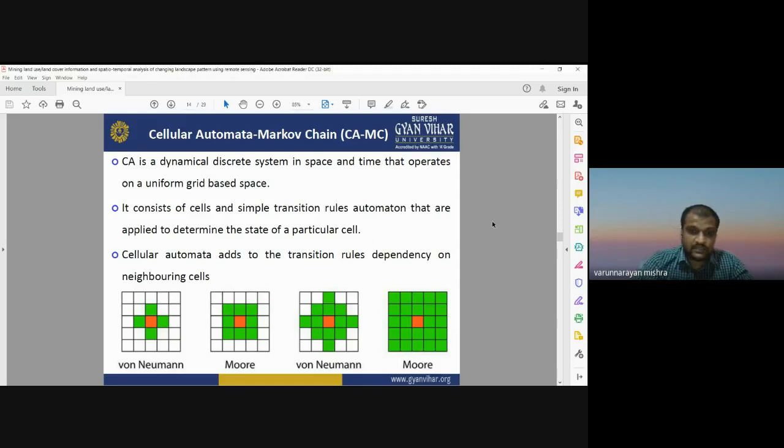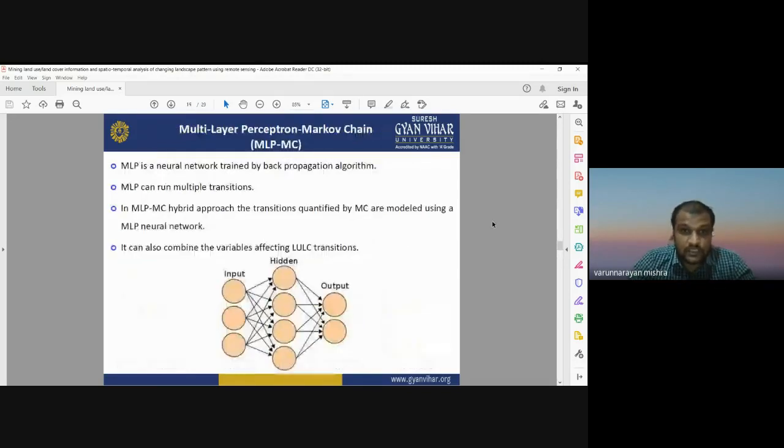Another important method is the multi-layer perceptron neural network method. Multi-layer perceptron is a kind of neural network method, and it is trained by the backpropagation algorithm. It is very important to note here that the multi-layer perceptron neural network method can run multiple transitions. Multiple transitions means, if we are talking about 5 land use land cover classes and 2 different years, 2000 and 2010, there is a possibility that each LULC class will convert into another LULC class. There may be multiple transitions.